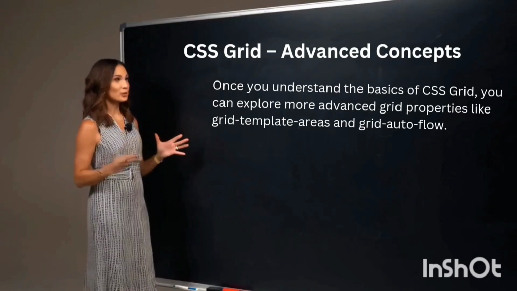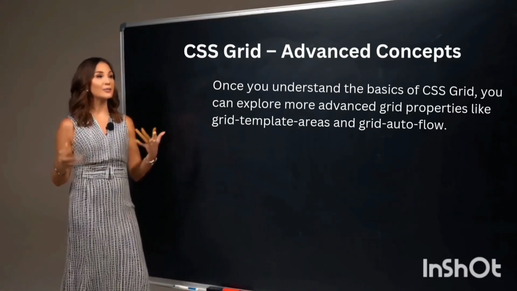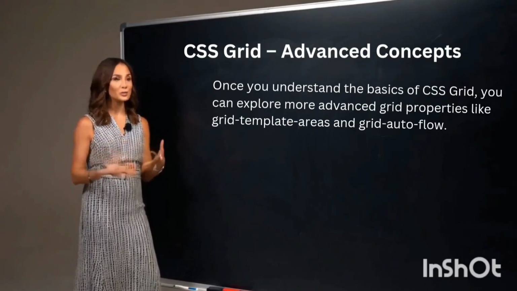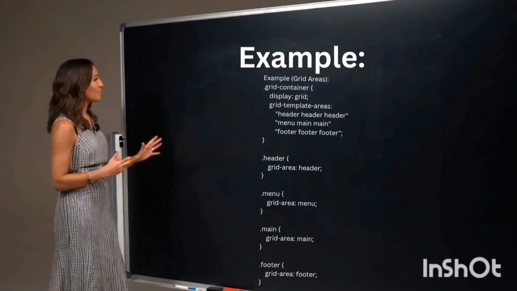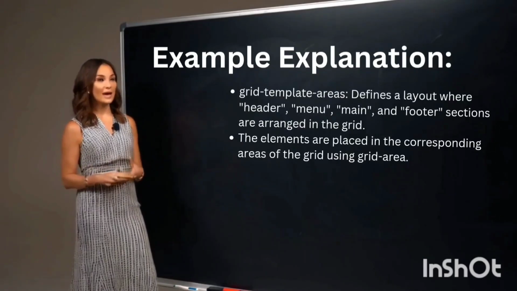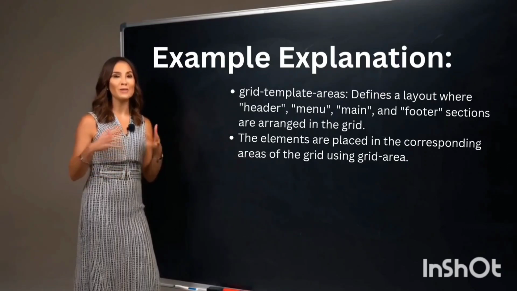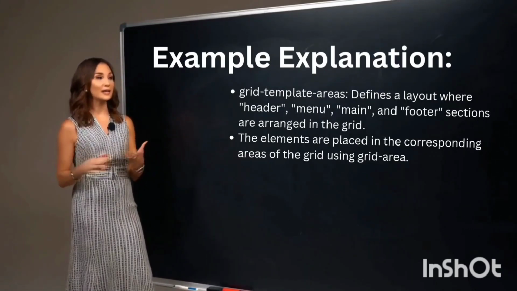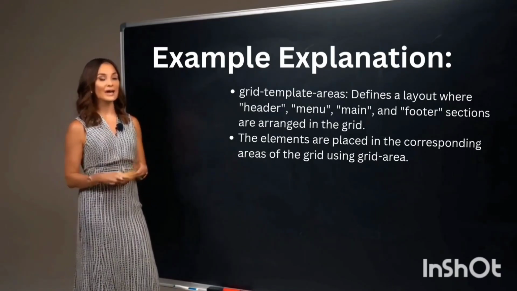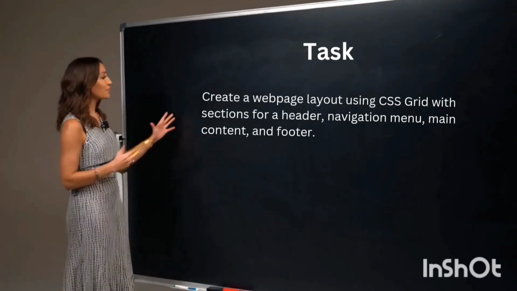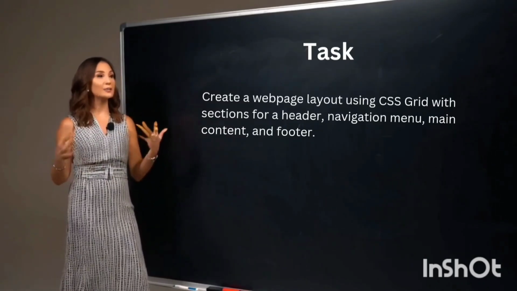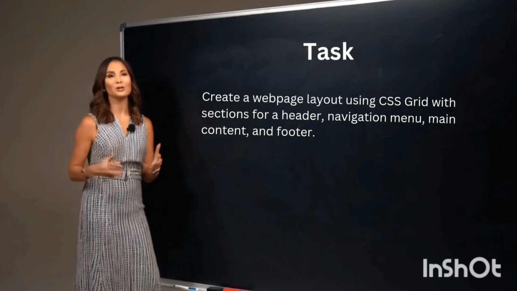CSS Grid Advanced Concepts. Once you understand the basics of CSS Grid, you can explore more advanced grid properties like grid-template-areas and grid-auto-flow. See the example for the grid area. Explanation. Grid-template-areas defines a layout where header, menu, main, and footer sections are arranged in the grid. The elements are placed in the corresponding areas of the grid using grid-area. Create a web page layout using CSS Grid with sections for a header, navigation menu, main content, and footer.